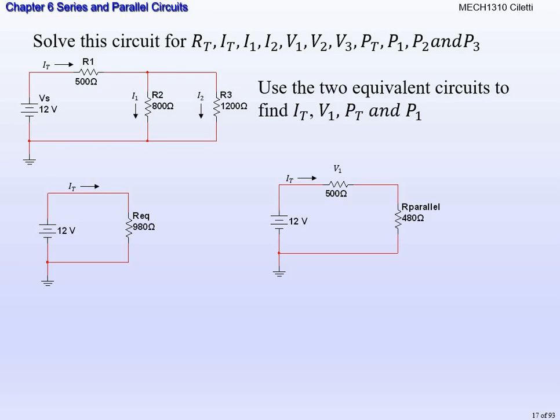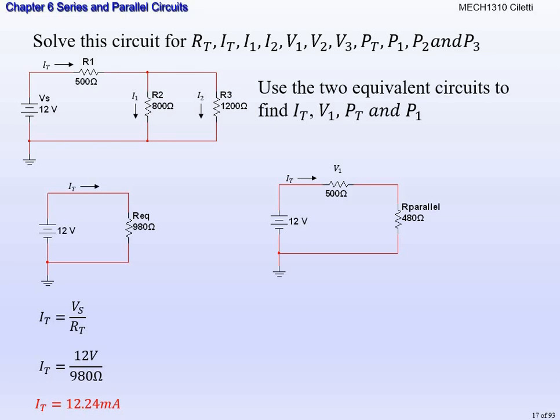So we can find total current now, the voltage drop across resistor 1, total power, and the power across resistor 1. Alright, so total current is just the total voltage, which is the voltage source, divided by the total resistance. So it's Vs divided by RT, and we calculated RT to be 980. All right, so 12 divided by 980 is going to equal 0.01224 or 12.24 milliamps. So that's our total current in this circuit.